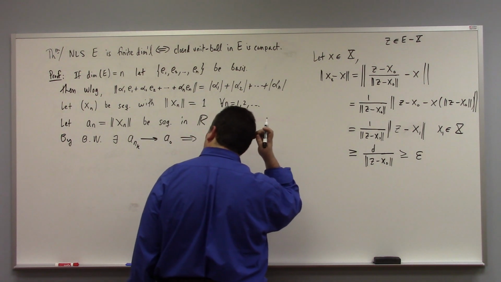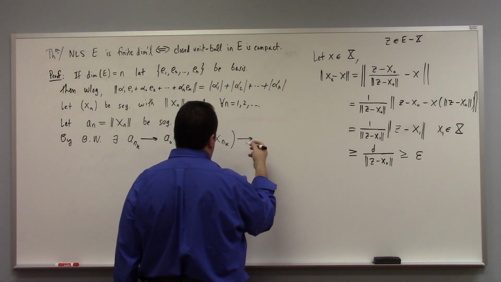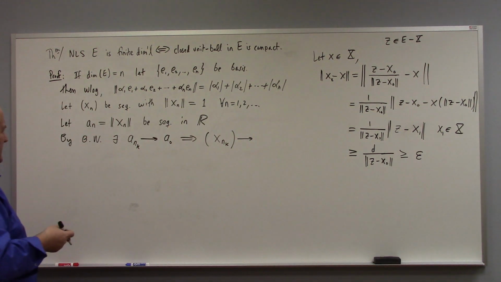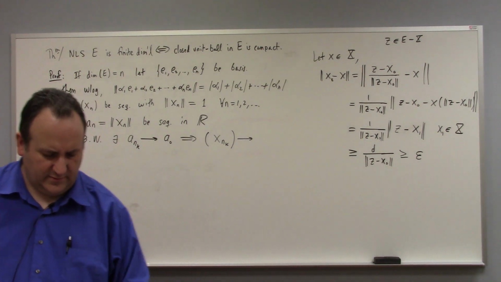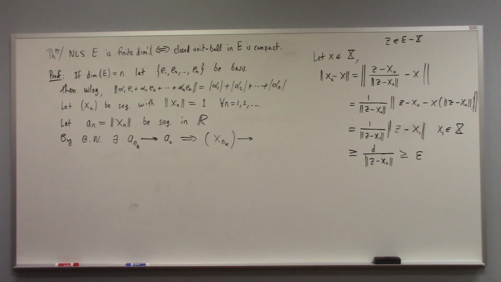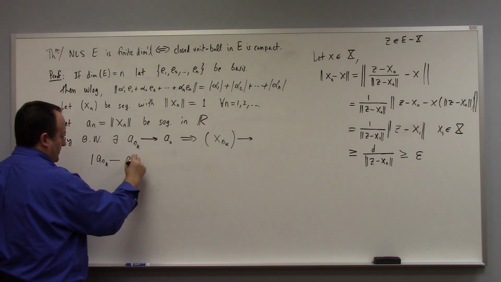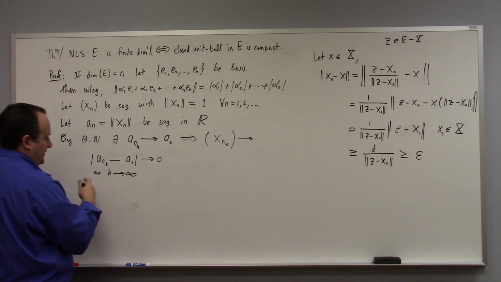Well, let me think for a second here. Okay, so what that means is that the absolute value of a_{n_k} minus a_0 goes to 0 as k goes to infinity, right? That's what we mean by convergent subsequence, right?